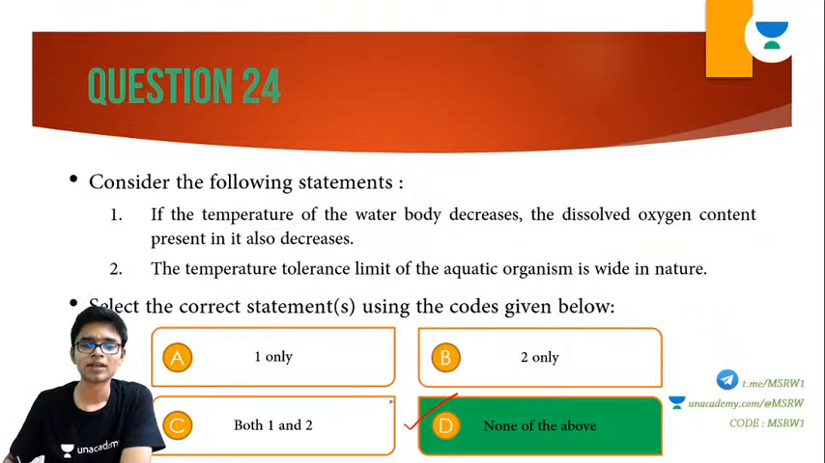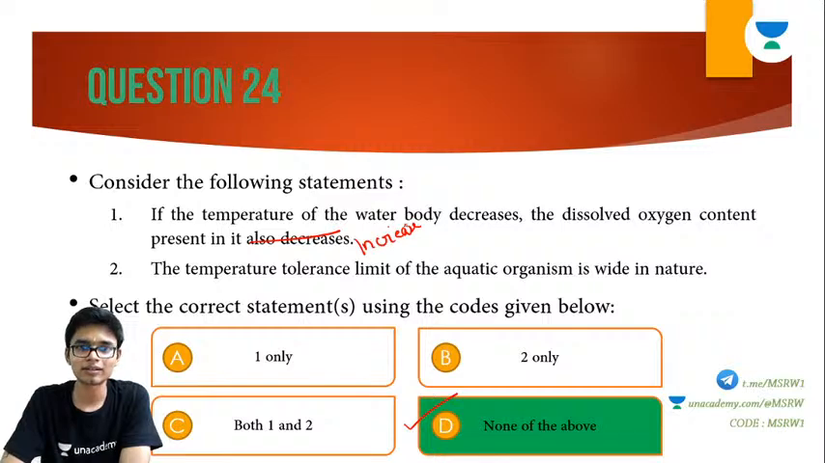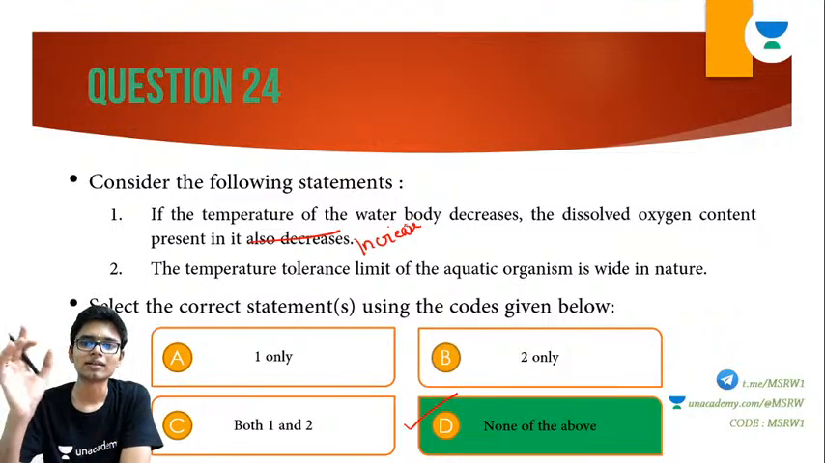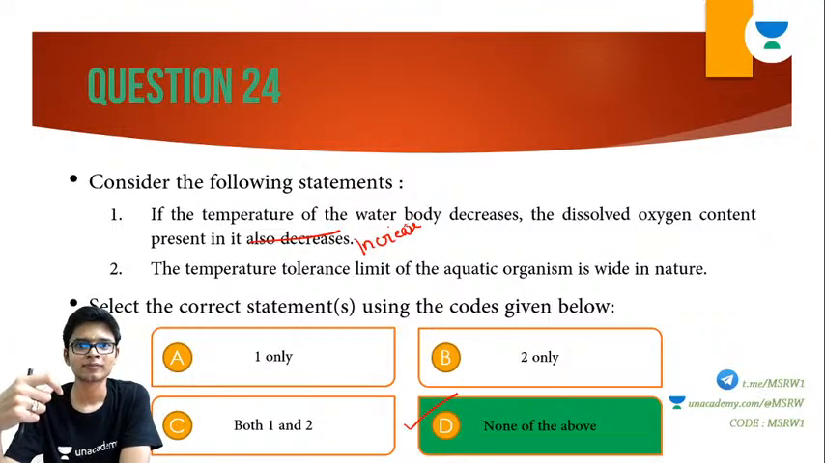None of the above. If the temperature of the water body decreases, the dissolved oxygen content present in it will increase. There is more dissolution of oxygen in colder water than in hot water. So when water is heated, the content of oxygen present in that water will reduce. Clear? That is a chemical property. So the first statement is wrong.